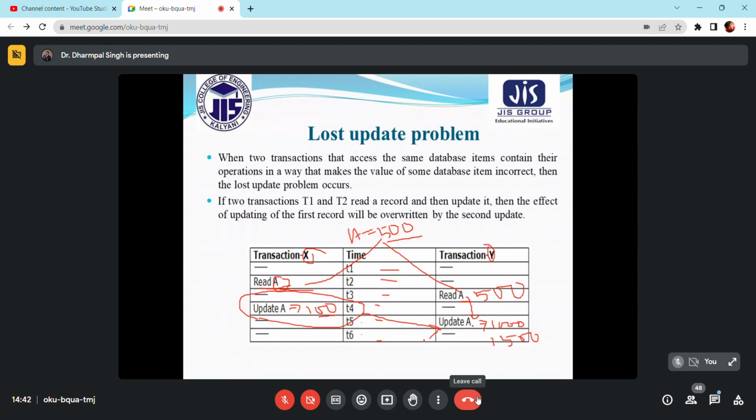When I go for concurrency, the lost update problem mainly says that the update done by one transaction is overridden by a later transaction.